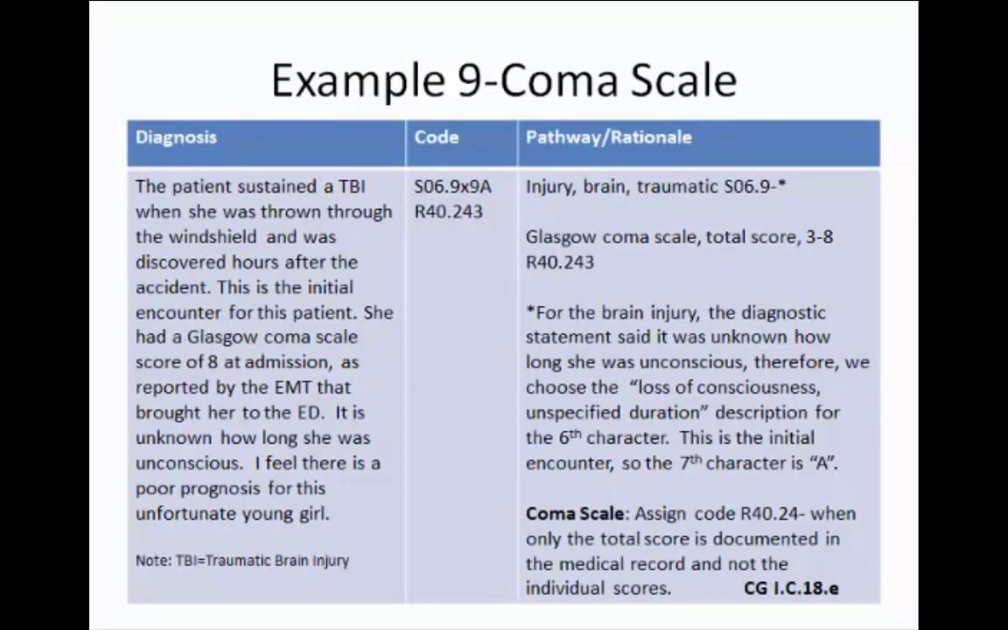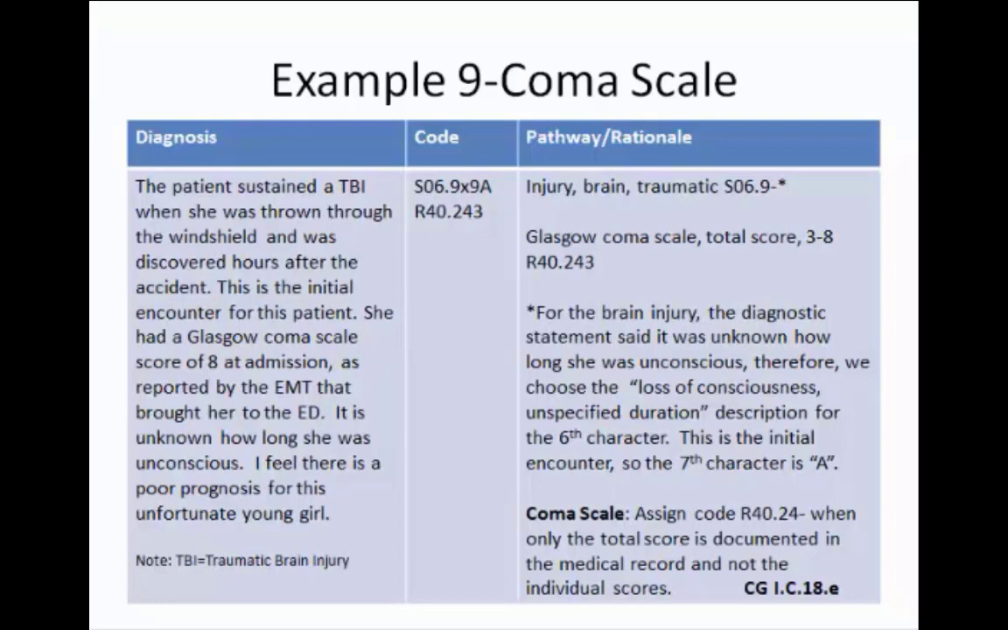So in this case, the patient sustained a traumatic brain injury when she was thrown through the windshield and was discovered hours after the accident. This is the initial encounter for this patient. She had a Glasgow-Coma scale score of 8 at admission as reported by the EMT that brought her to the ED. It is unknown how long she was unconscious. I feel there is a poor prognosis for this unfortunate young girl. So we code the brain injury.